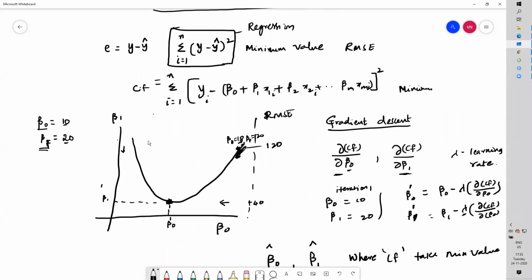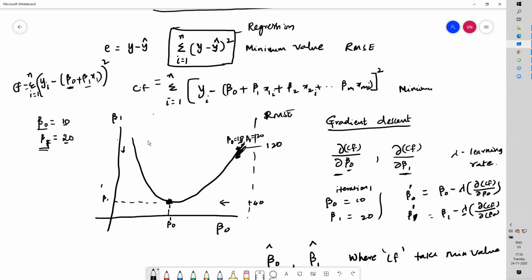So beta naught and beta 1. Your cost function for this would look like this: the sum over i equal to 1 to n of (yi minus (beta naught plus beta 1 times x1)). So this is going to be our cost function. We need to find the values of beta naught and beta 1 where this entire cost function takes the minimum possible value.